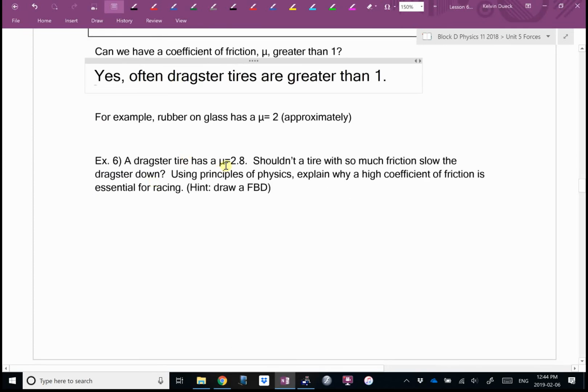A dragster tire has a coefficient of friction of 2.8. These are good tires. Shouldn't a tire with so much friction slow the dragster down? Using principles of physics, explain why a high coefficient of friction is essential for racing. And then I have a hint. Antonio, what's the hint? Okay. Well, let's draw a free-body diagram on the dragster. What are the forces acting on this dragster? Get the obvious one. Gravity.